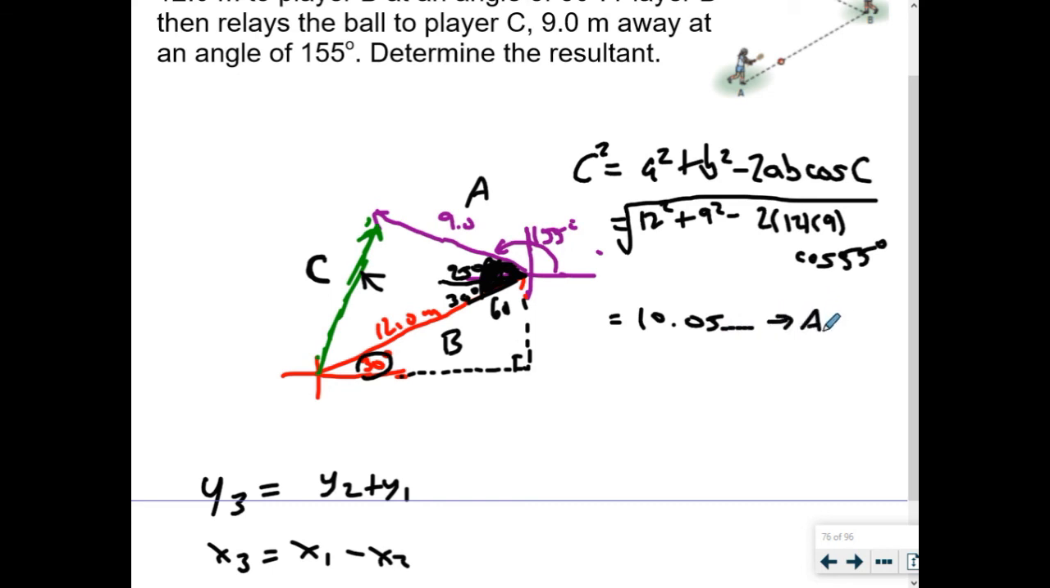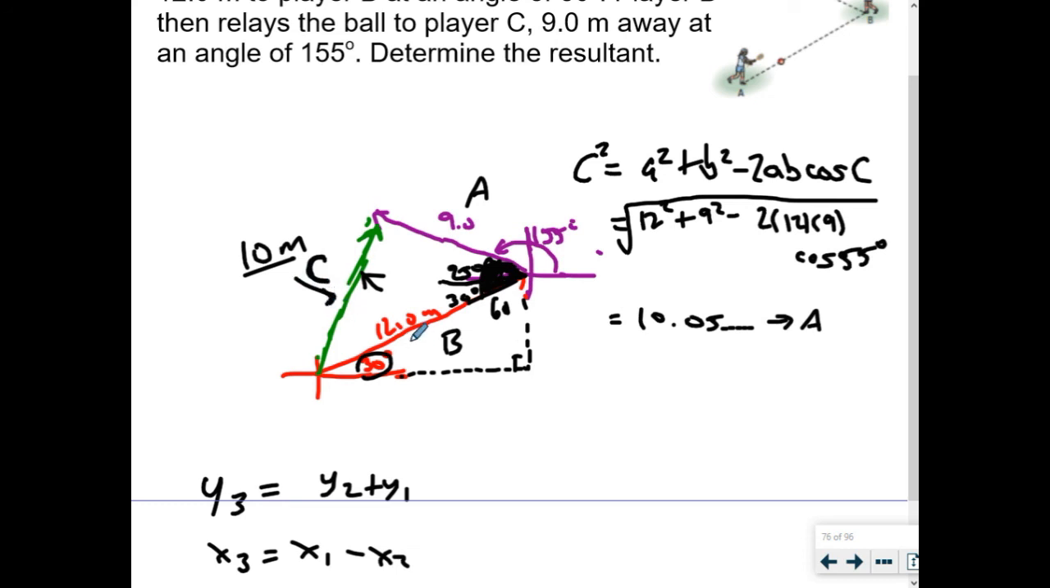Because I'm in a good habit of doing this, I'm going to store this as letter A. Let's see if that works now. Store as letter A. Yeah, it works. My last calculator wasn't letting me store for some reason. Well, there we go. Now I know the resultant. It's 10 meters on this axis right here. That's how far it's traveled.